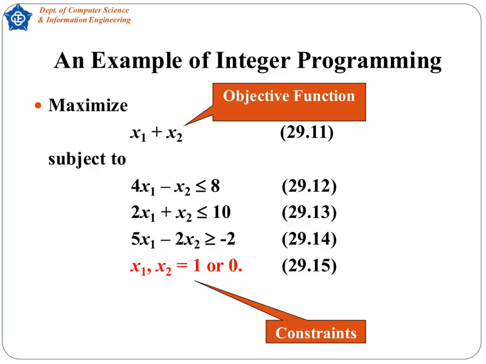Now let's look at a simple binary integer program. Our goal is to maximize the sum of two decision variables, x1 plus x2. We're bound by three linear constraints. 4x1 minus x2 cannot exceed 8, 2x1 plus x2 must be at most 10, and 5x1 minus 2x2 has to be at least minus 2. Finally, both x1 and x2 can only be 0 or 1. This tiny example shows how adding integer restrictions turns an otherwise straightforward linear program into a concise combinatorial puzzle.